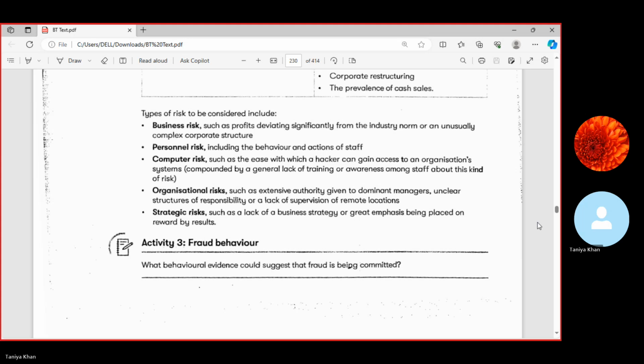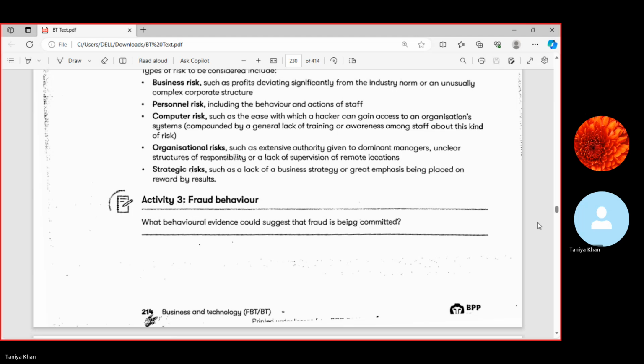Organizational risks such as extensive authority given to dominant managers, unclear structures of responsibilities, or lack of supervision on remote locations. Like if suppose the company has 3-4 branches, in that way one branch is totally ignored or not properly supervised. Then comes strategic risk, like lack of business strategy, or they have not made proper policies. And great emphasis is being placed on reward by results. So these are the types of business risk.